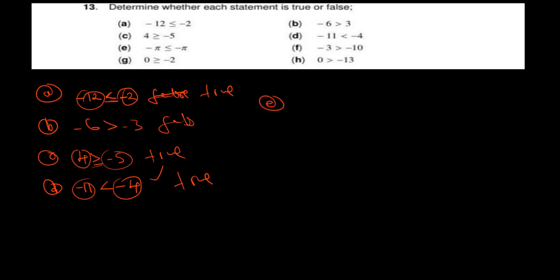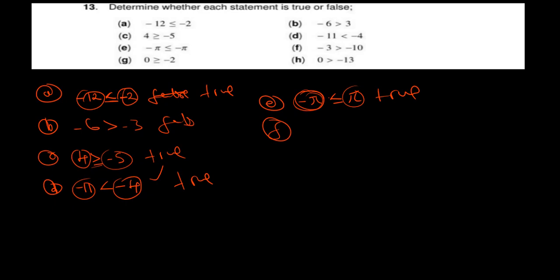So is negative pi greater than or equal to positive pi? This can be true. Pi is equal to this one. Again, it can be less at some point, so this is true. All right, so E, then F.